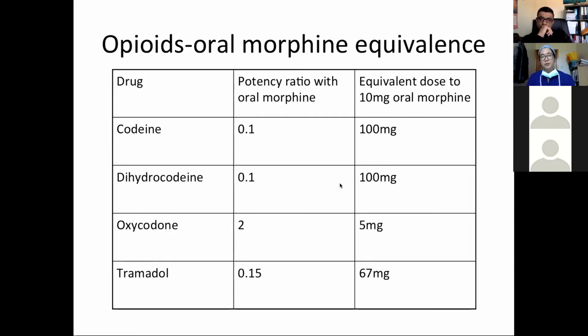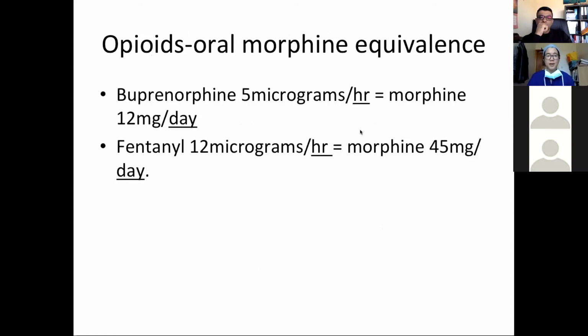The other thing you need to remember is your opioid morphine equivalents. All the other opioids get converted to morphine, so you need to know the exchange rate for that. It's one of those few things that you need to memorize. And then don't forget the patches. Your buprenorphine patch, 5 micrograms per hour, is about 12 milligrams of morphine per day. And fentanyl 12 micrograms is about 45 milligrams of morphine per day.